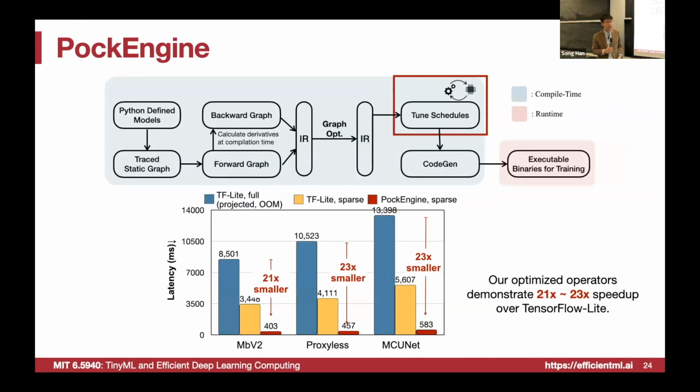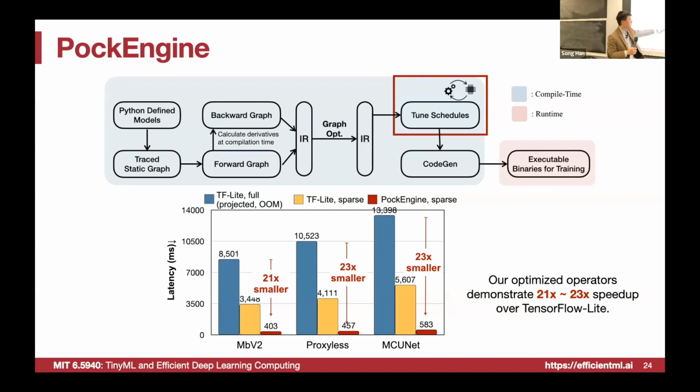So put them together, we can also tune the schedule after the graph optimization. And this is showing the optimized PockEngine versus the unoptimized TensorFlow Lite measured on the microcontroller. So it's actually getting to one order of magnitude latency reduction.